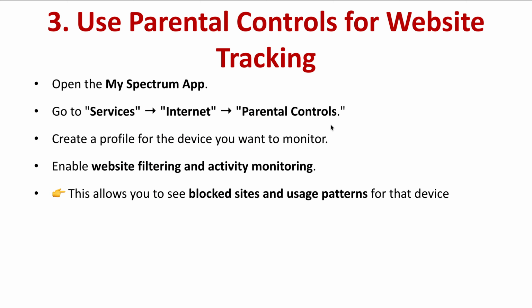Third one is to use parental control for website tracking. Open the My Spectrum app, go to Services, then Internet, then Parental Control. Create a profile for the device you want to monitor. Enable website filtering and activity monitor. This allows you to see blocked sites and usage patterns for that device.